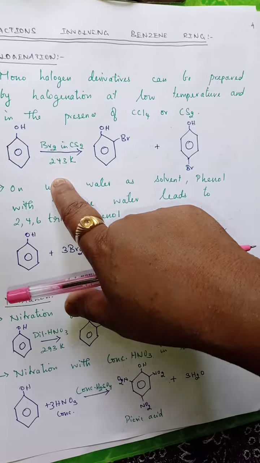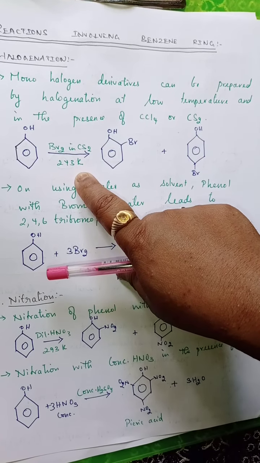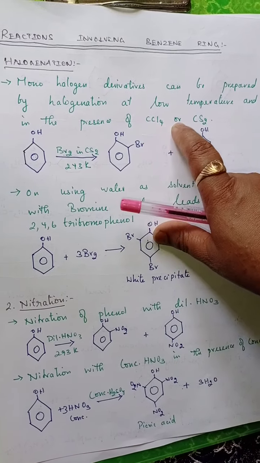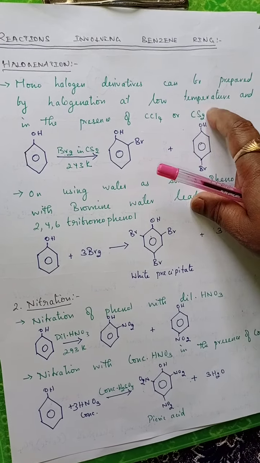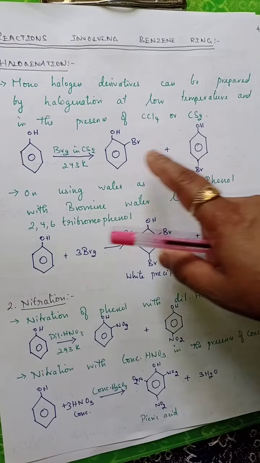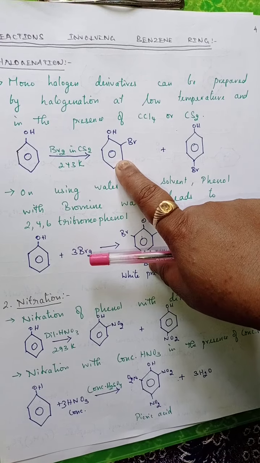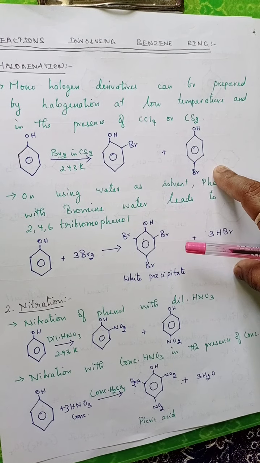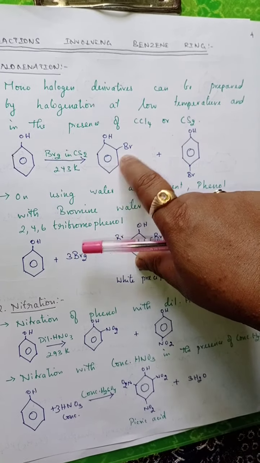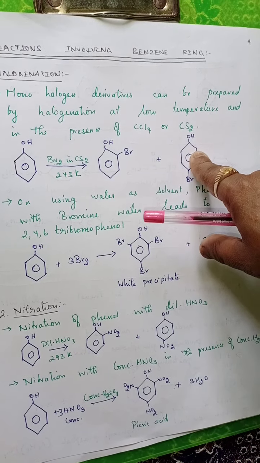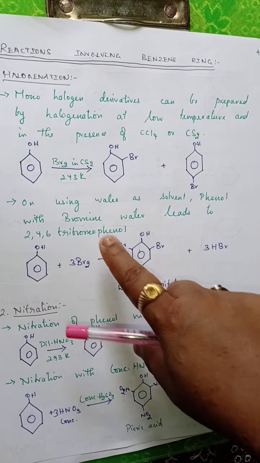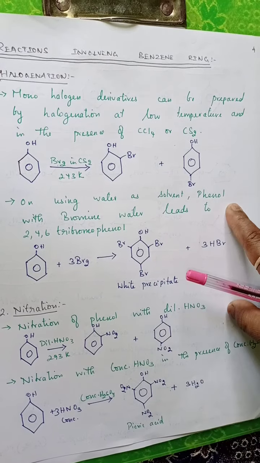Over here at low temperature, at 243 Kelvin, in the presence of CS2 or CCl4, carbon disulfide or carbon tetrachloride, the bromine reacts with phenol and you get two different products: ortho-bromophenol and para-bromophenol, right? Or you can write 2-bromophenol or 4-bromophenol.